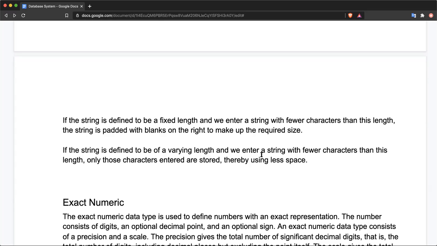So it is best, when you do not know how many characters the column will hold, to define the column as varchar. But if we know that the column will ultimately hold all the characters, then it is best to define the fixed data type.